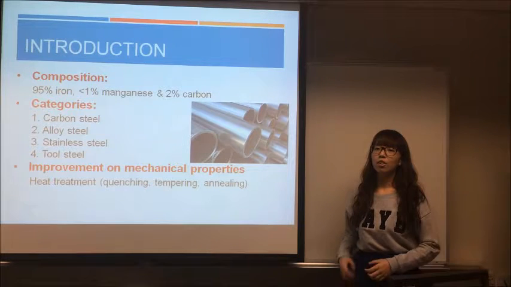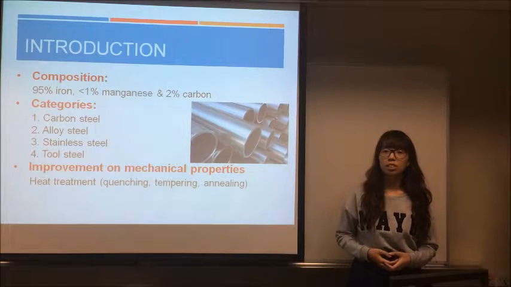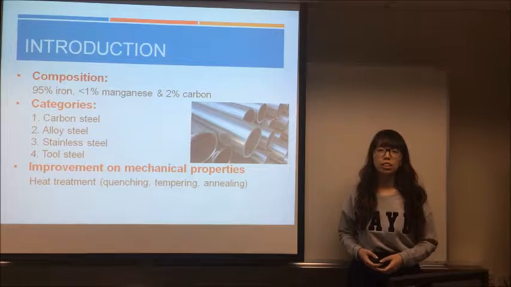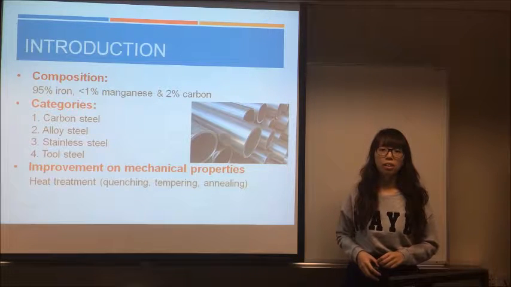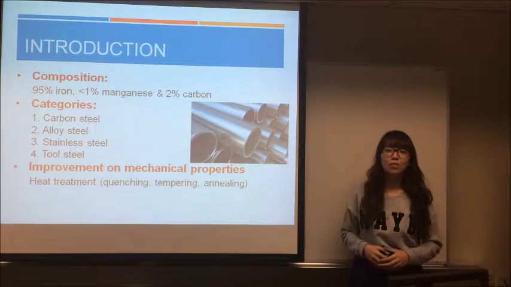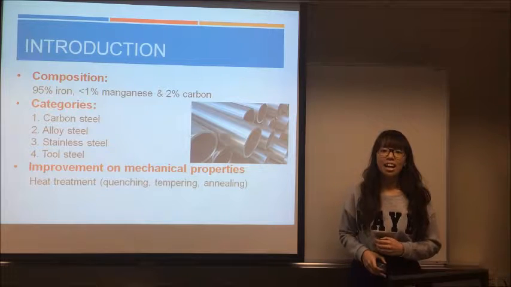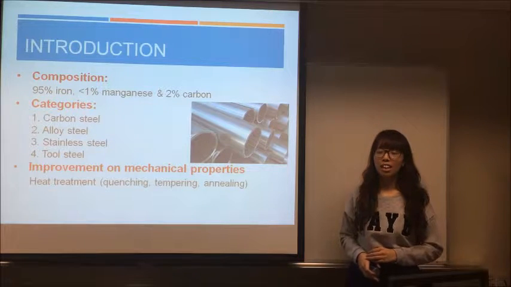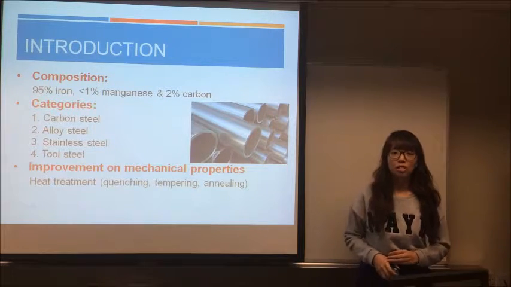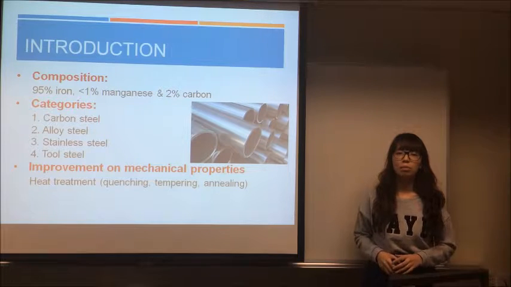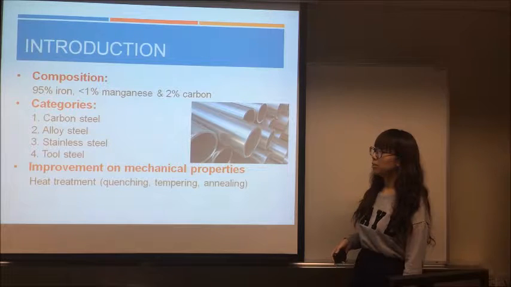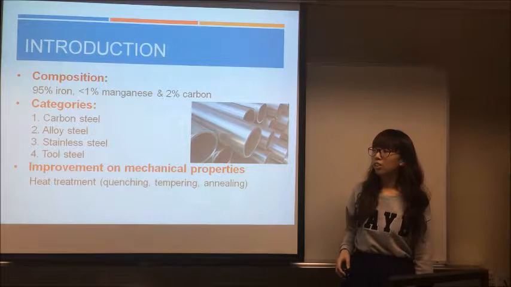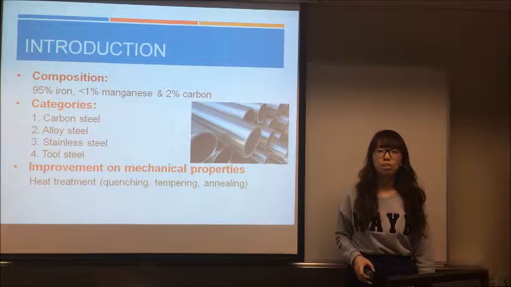Steel is an alloy of iron and carbon which contains about 95% of iron and less than 1% manganese and 2% carbon, and also small amounts of sulfur, silicon, phosphorus, and oxygen. According to the American Iron and Steel Institute, the types of steel can be categorized according to their different properties, namely carbon steel, alloy steel, stainless steel, and tool steel.